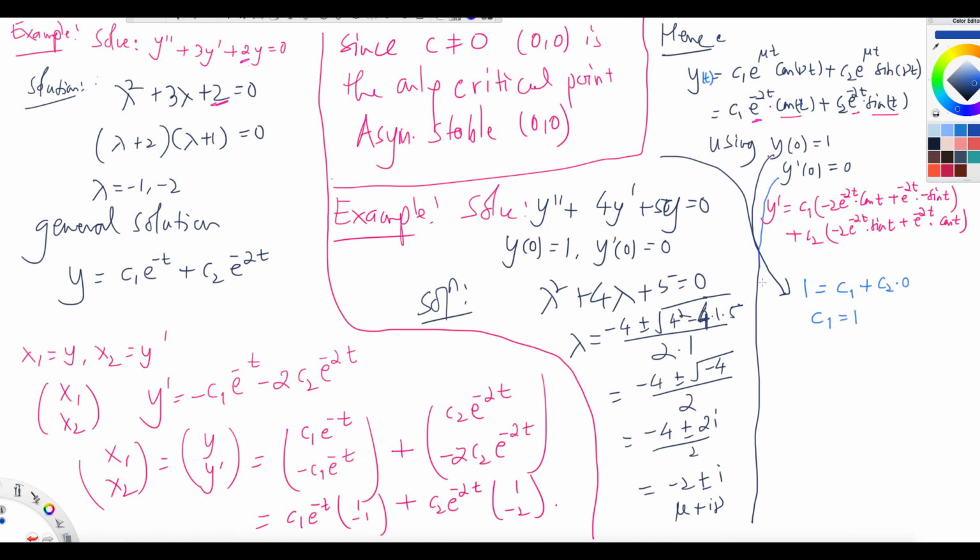Similarly, you want to use the other condition. This is y prime of t, and y prime at 0 is equal to 0. So I have to plug in t equals 0. You get -2 c1 times 1, and this will become 0 because sine 0 is 0. Similarly here, sine 0 is 0, and this will become 1, so it will be plus c2. What is c1? c1 is 1. So you will get 0 equals -2 plus c2, so you get c2 equals 2.